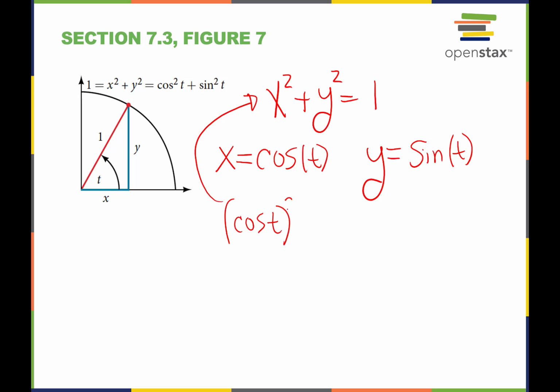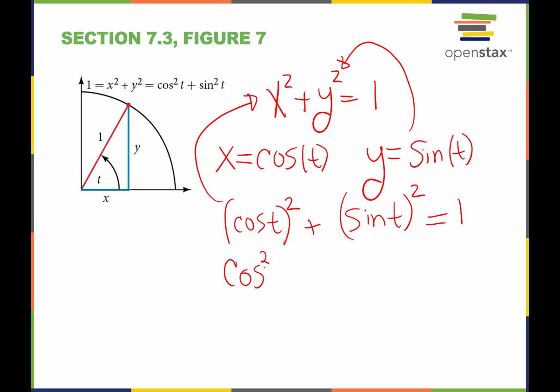cosine of t squared plus, now I'm going to plug in y here, so I have sine t squared is equal to 1. And another way to write that is cosine with the little 2 up here for the exponent of 2, t, plus sine squared t is equal to 1. This is called the Pythagorean identity.